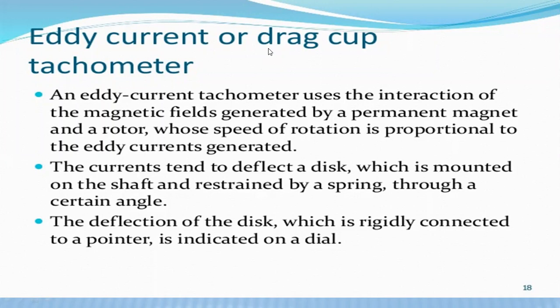In the tachometer, the first classification is the eddy current or drag cup tachometer. Eddy current or drag cup tachometers are used to measure the speed of different devices. An eddy current tachometer uses the interaction of the magnetic fields generated by a permanent magnet and a rotor whose speed of rotation is proportional to the eddy current generated. So the eddy current tachometer is used to calculate the speed of the rotating shaft.